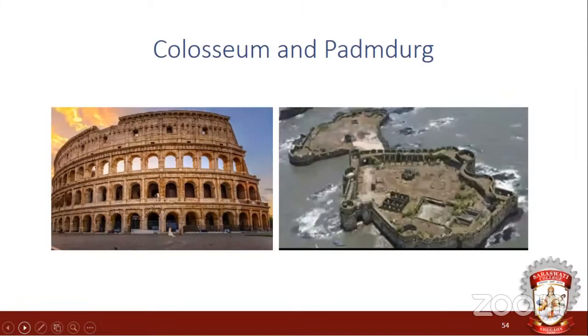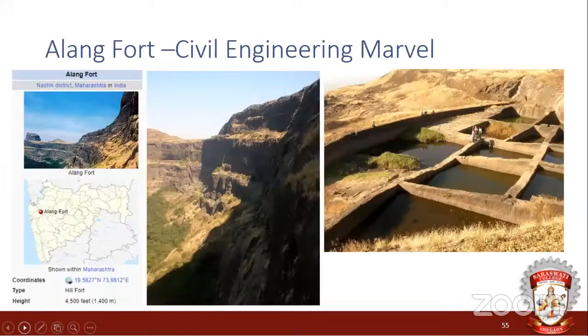The Colosseum and the Padmadurg. I have been in Italy for quite a few years, and what I found is that the Colosseum is considered one of the 7 wonders, but hardly anyone in India knows about Padmadurg, the fort constructed by Maharaj. In the middle of the sea, it has a supply of fresh water around the year. I think we need to learn the civil engineering. These are the close-ups.